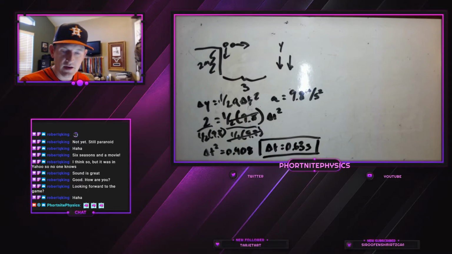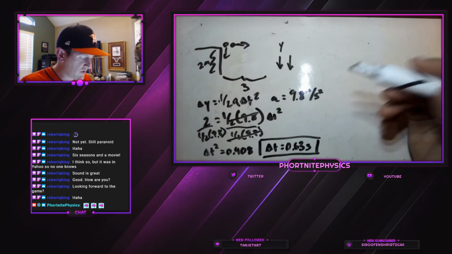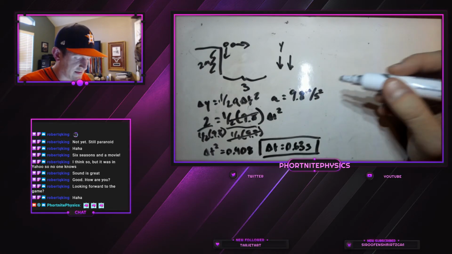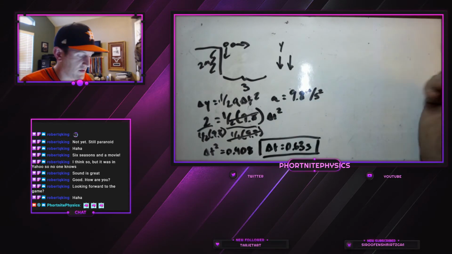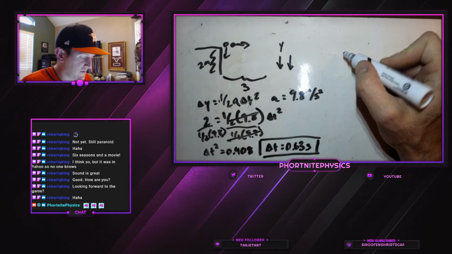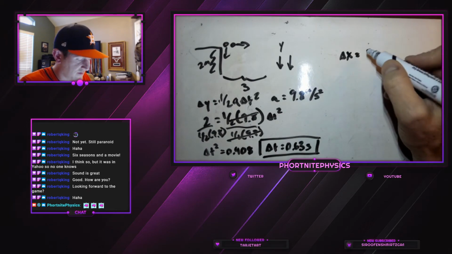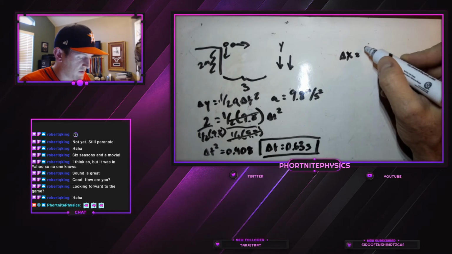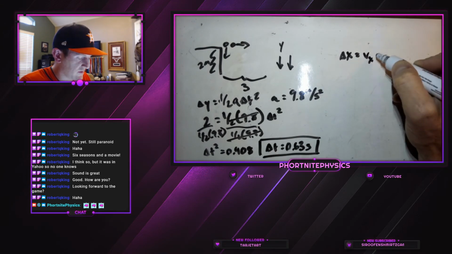Okay. Now we're trying to figure out how fast the cat was moving when he left the table. If he's only in the air for 0.63 seconds, but in that time he travels 3 meters, that tells us enough for us to figure it out. We have a delta x of 3 meters, and that's going to be equal to our velocity in the x direction multiplied by our time.